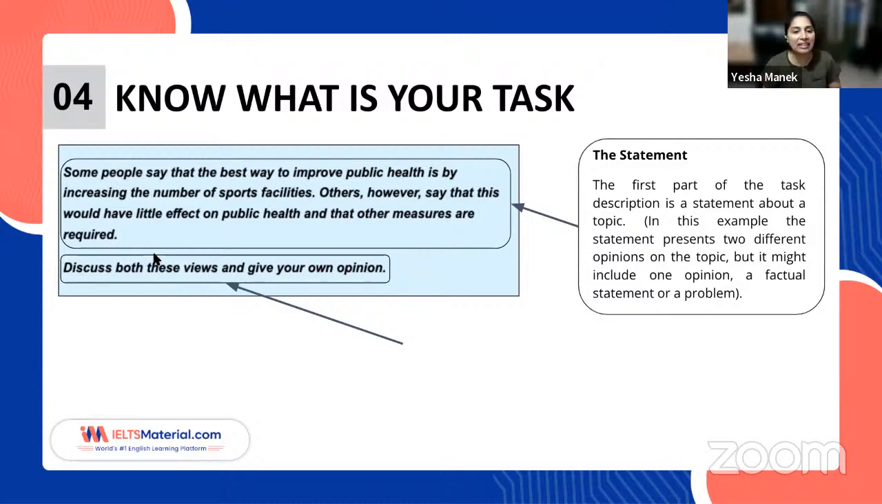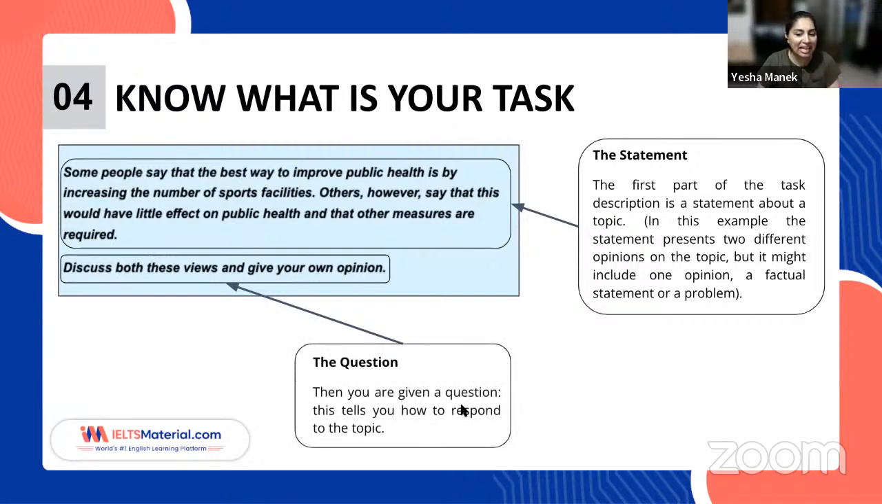And others are saying that, however, this would have little effect. That is, the sports will have little effect on public health and other measures. They're giving 2 different viewpoints, right? From this, we understand that this is a discussion essay and an opinion is being asked. Yes, Ben, completely perfect, right? So this is a discussion essay and an opinion is being asked.